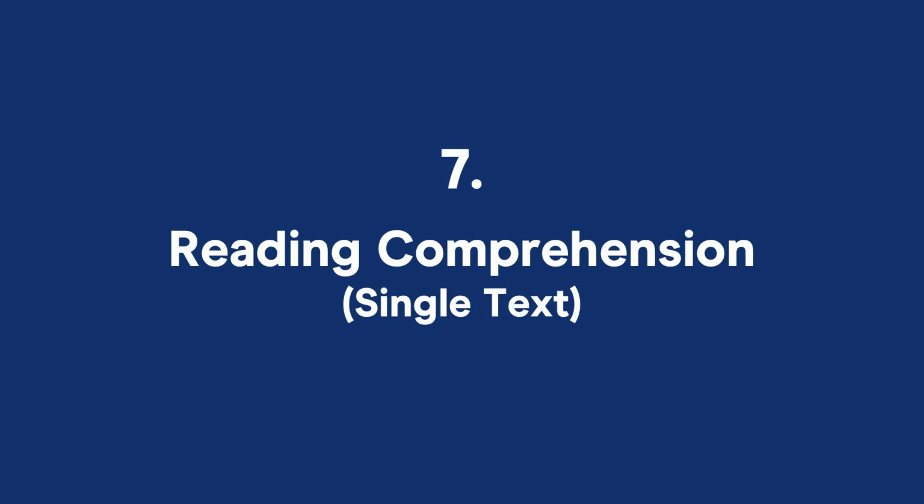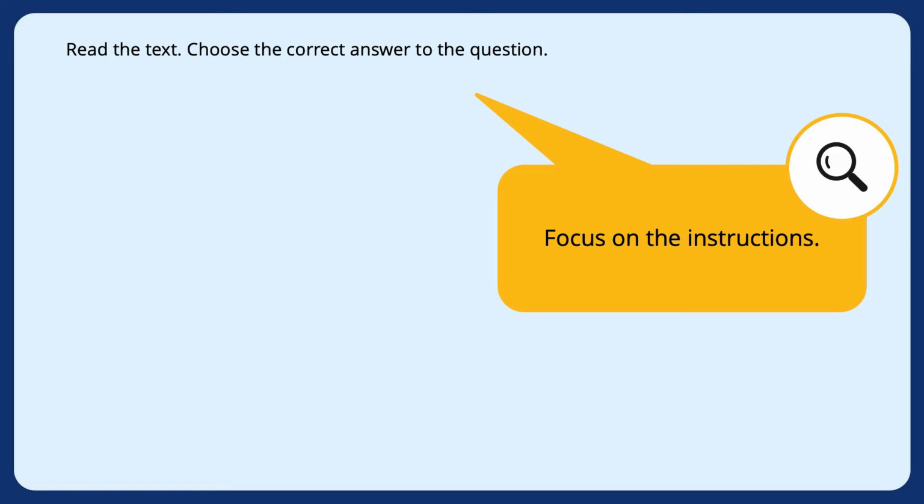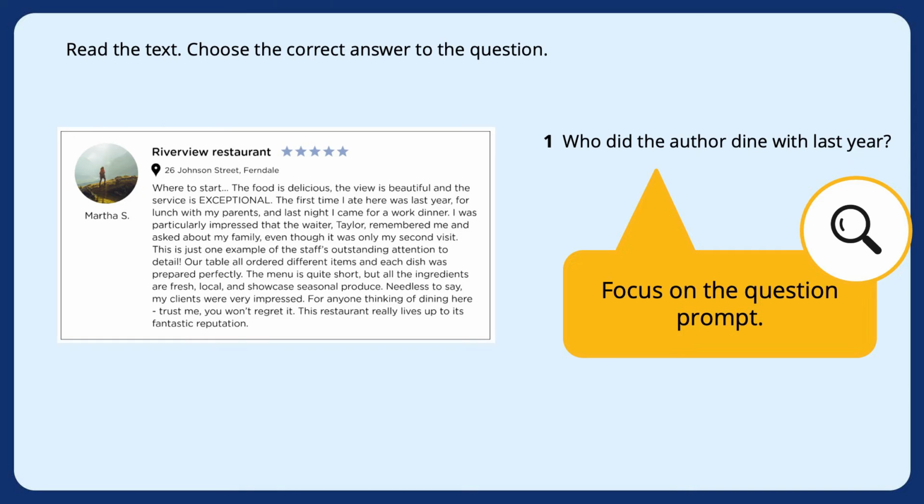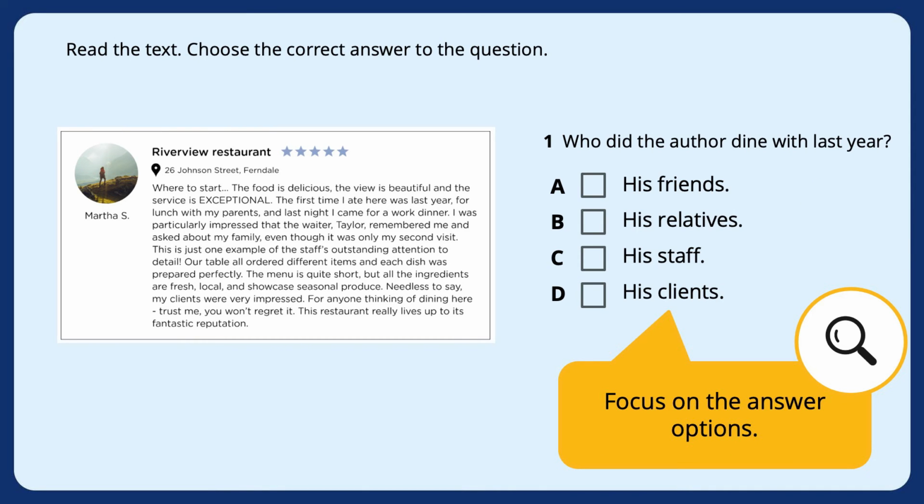Number 7, reading comprehension, single text. Let's read the instructions. Read the text, choose the correct answer to the question. So here's the text. We need to read this very carefully. Here's the question. Who did the author dine with last year, for example? Then you will have 4 answer options to choose from. The answer will obviously come from the text. We simply choose the correct answer based on the text.